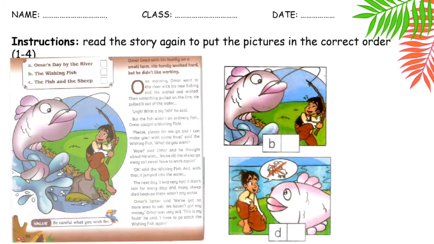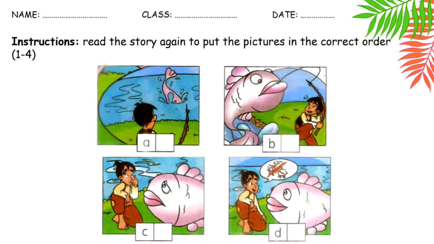Okay. While Omar lived with his family on a small farm, his family worked hard, but he didn't like working. One morning, Omar went to the river with his new fishing rod. He waited and waited. Then something pulled on the line. He pulled it out of the water. Okay, so which one is the first picture? Right, correct. It's the B. Okay, B is the first one.